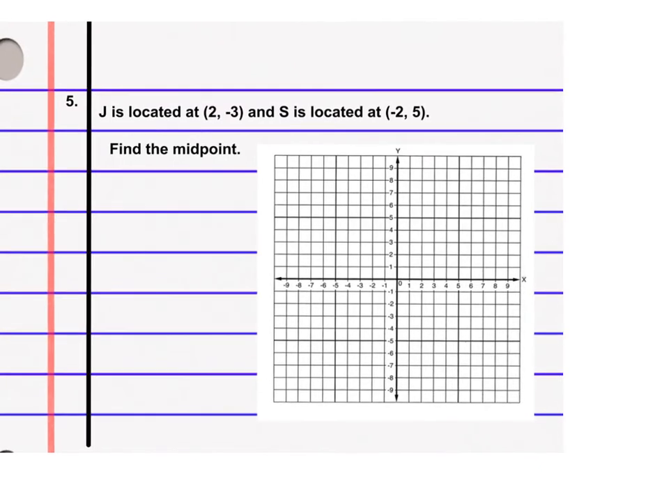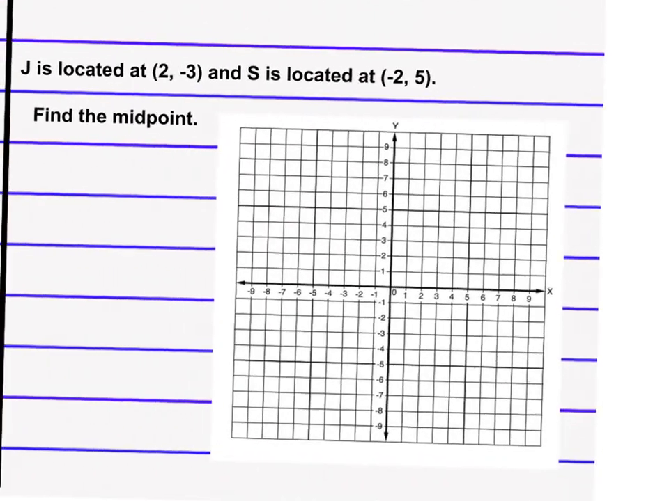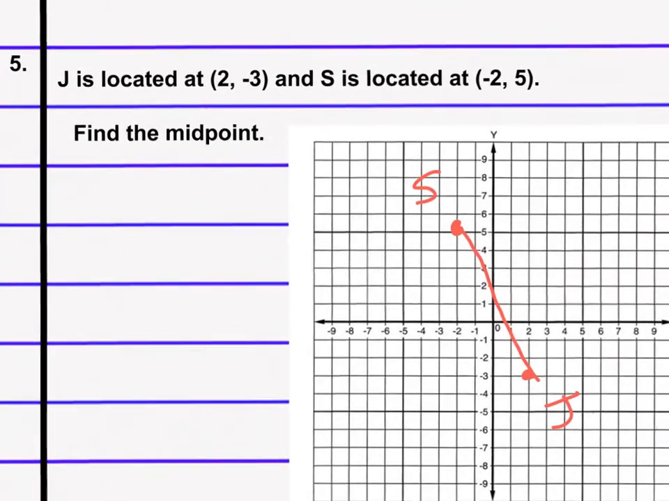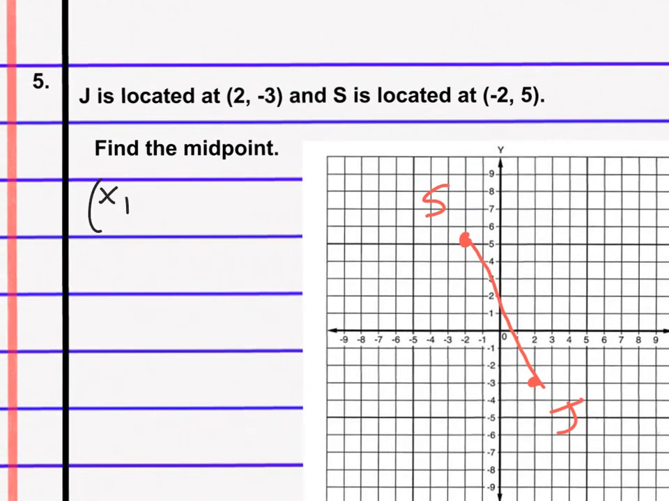2, negative 3 is right here. Okay, and negative 2, 5 is right here. And this was J, and this was S. Oops, so, okay. Then, to use your midpoint formula, so here is your midpoint formula. x1 plus x2 over 2, y1 plus y2 over 2.